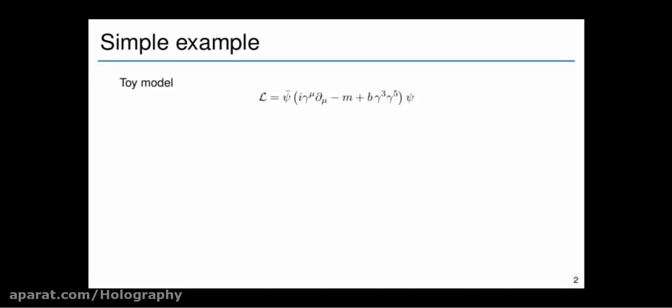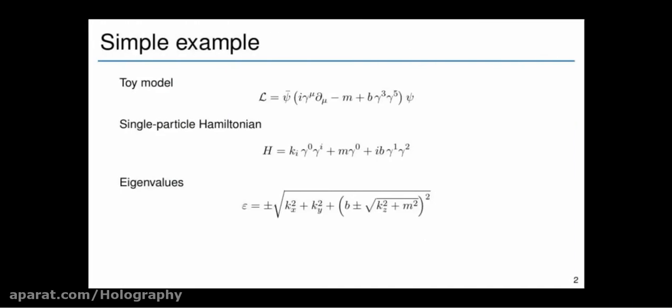Recall that psi bar gamma mu gamma 5 psi is the axial current. So B is an axial gauge field pointing along the x3 direction. If you work out the Hamiltonian from this Lagrangian and its eigenvalues, they look like this. It's a 4x4 Hamiltonian, so there are 4 eigenvalues, and they come in pairs. There are 2 plus or minus signs in this expression, uncorrelated, so that gives you 4 eigenvalues total. The most interesting 2 eigenvalues are the ones where the sign inside the square root is a minus sign, giving equal and opposite eigenvalues.